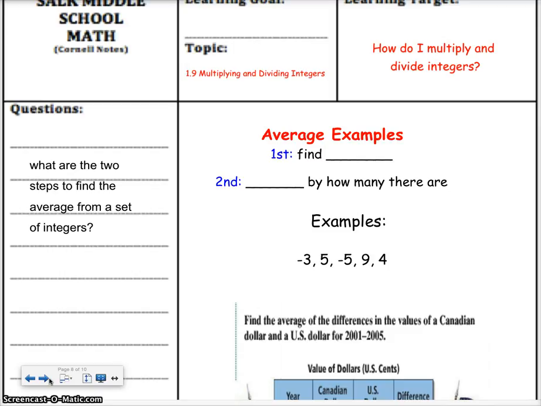Now we're going to apply it utilizing average, the mean. This is mean. We're not going to do median with it. We're only doing mean. So the first thing you're gonna do is find the sum of the integers you have. Find the sum. And then divide by how many there are. Remember this one, third grade. Well, the difference is there's integers involved too.